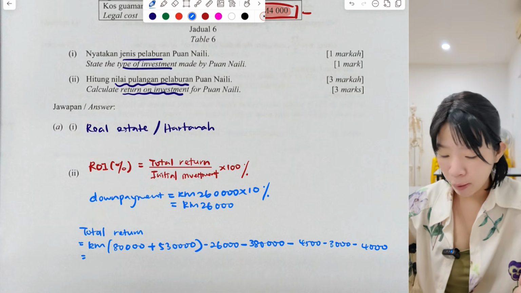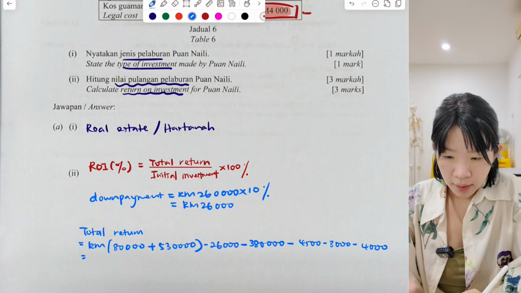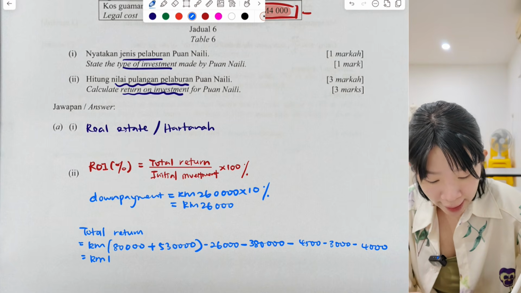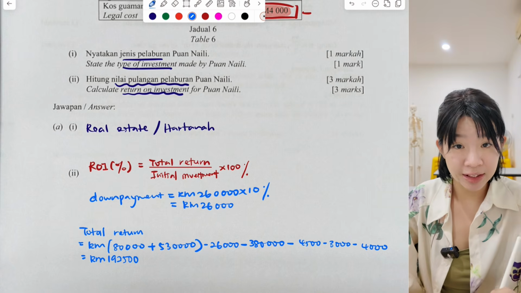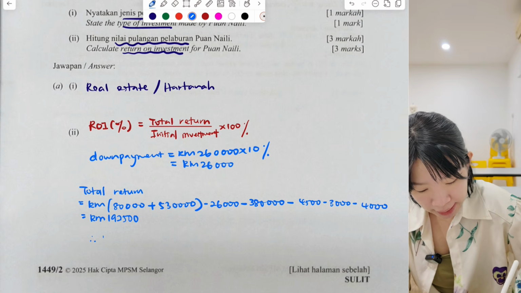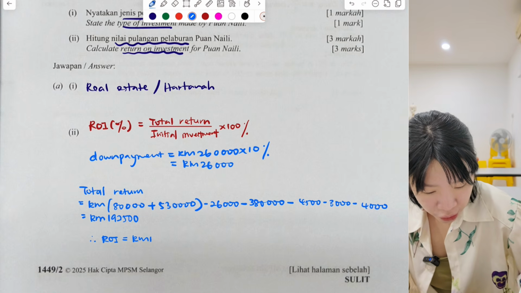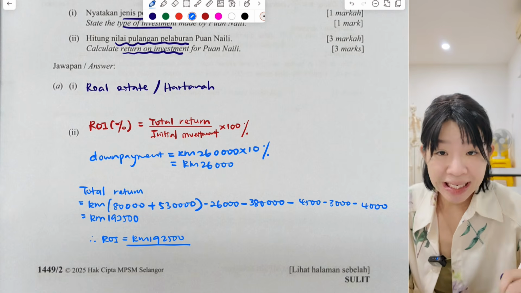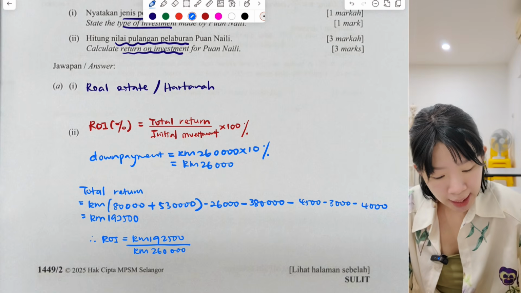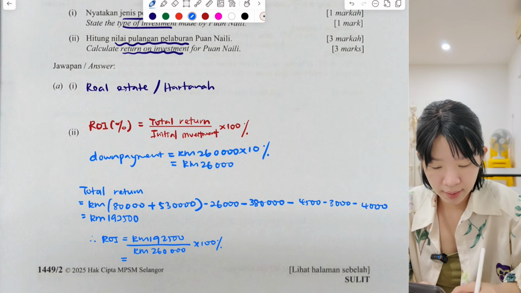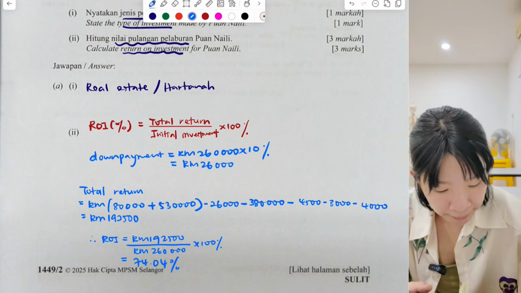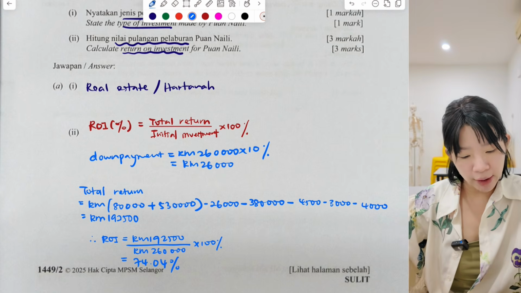Okay, now let's see how much the return is. After minusing everything, she still gets a positive 192,500. So this is the profit, and now we convert it to percent to become ROI. The total return is 192,500 divided by the initial investment. The initial investment is 260,000, the house price, and then times 100. So the answer is 74.04%. Understand? Okay, now let's move on.